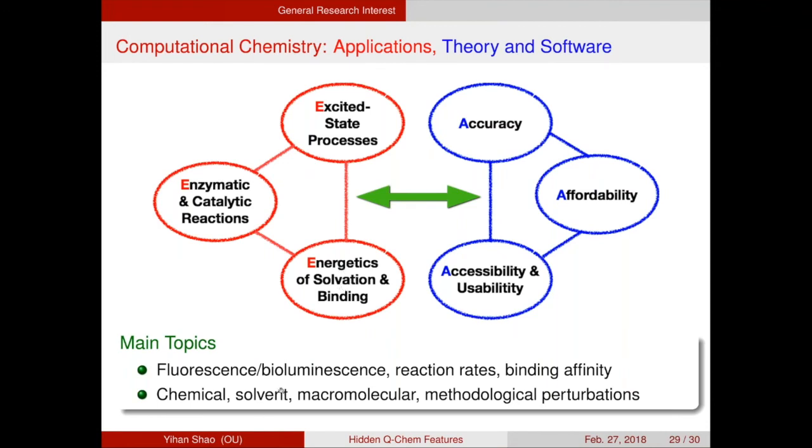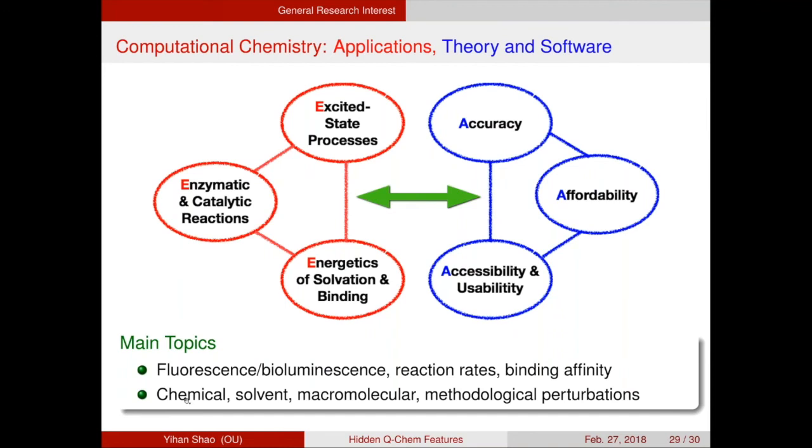And so in general, what we're interested in is that we have a chemical, we have a key region, which could be a chromophore or fluorophore, which could be a reaction site, or could be the solute plus the nearby solvent molecules, could be the ligand plus the nearby protein residue atoms. And as we have a key QM region, what I'm interested in is how the electron structure of this QM region gets perturbed by various different factors. We can do chemical perturbations, we can put the region in different solvents or macromolecular environment, or sometimes we just apply different quantum chemistry methods on this QM region. So we're really trying to understand how these different perturbations change the electron structure.